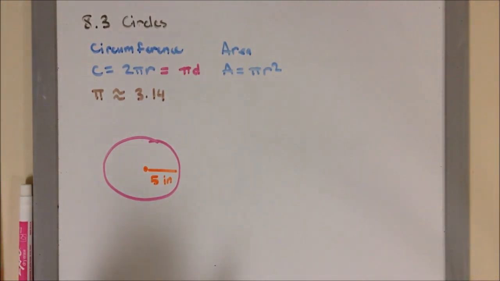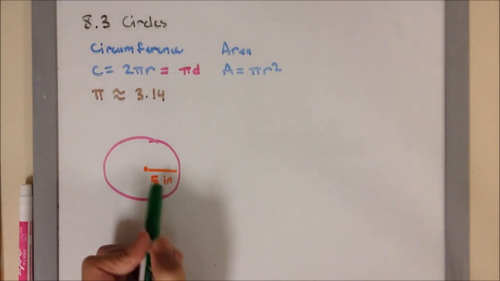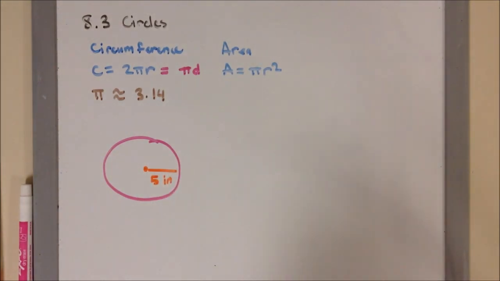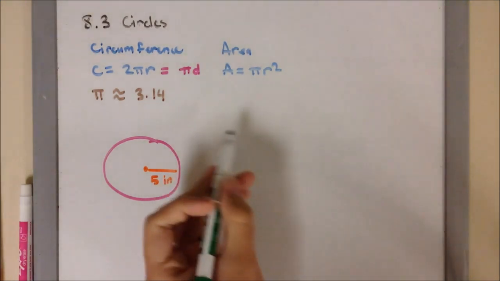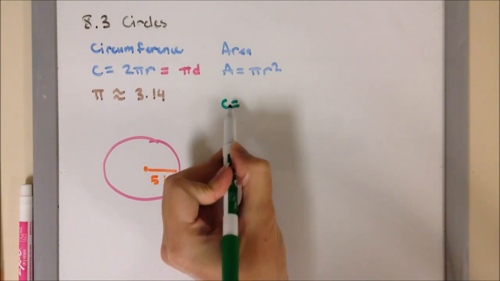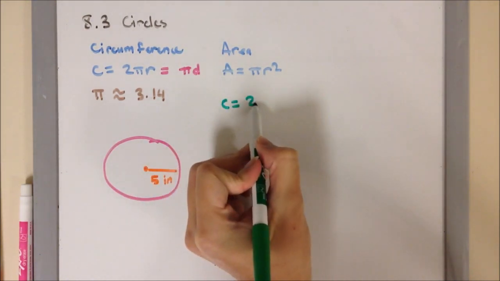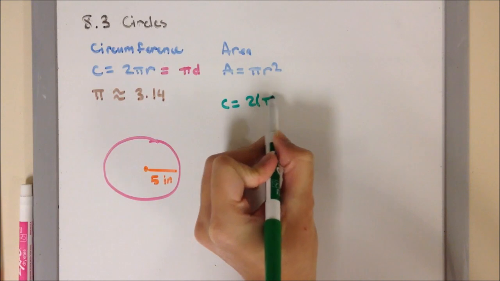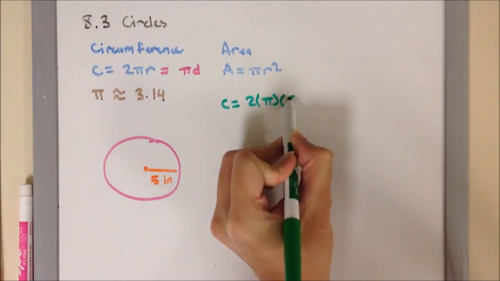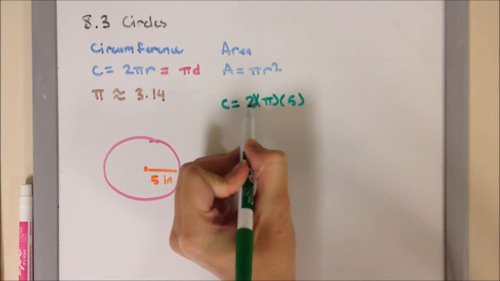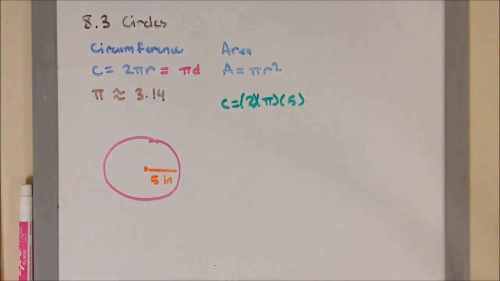In our first example, we have a picture of a circle where it's illustrated that the radius is 5 inches. Now, if given a picture of a circle, you might have to find circumference and area. So, let's do circumference. Circumference is equal to 2 times pi times 5. I'm not going to worry about the units. I'm just going to worry about the numbers.